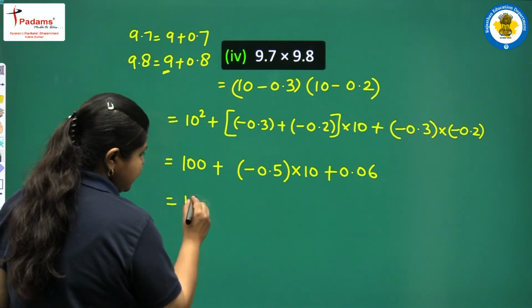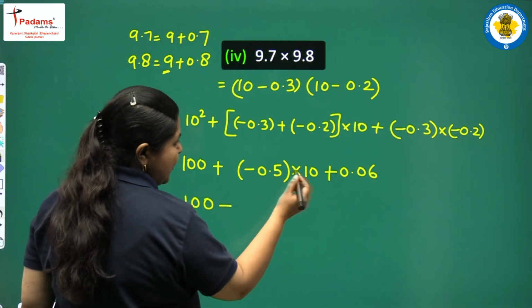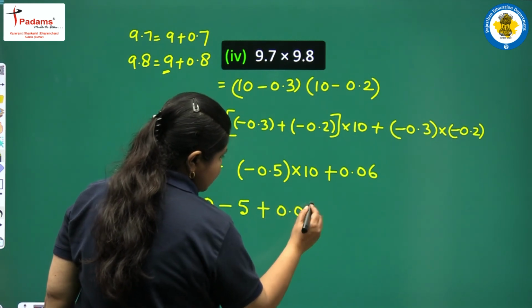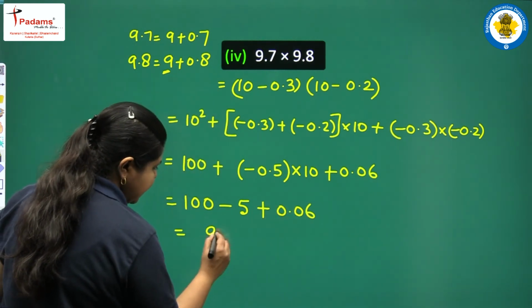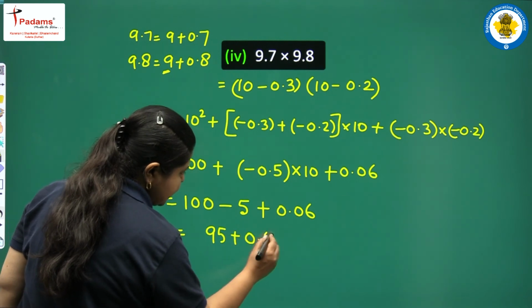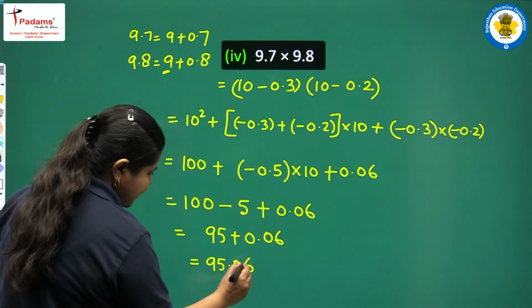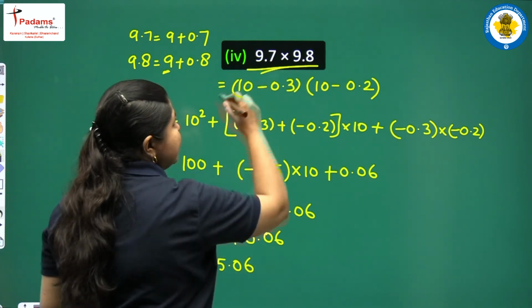This is 100 minus here you will have 0.5 into 10, it will be 5 itself, and here plus 0.06. Now 100 minus 5, it's 95, plus 0.06, it is equal to 95.06. So this is the product of these two given numbers.